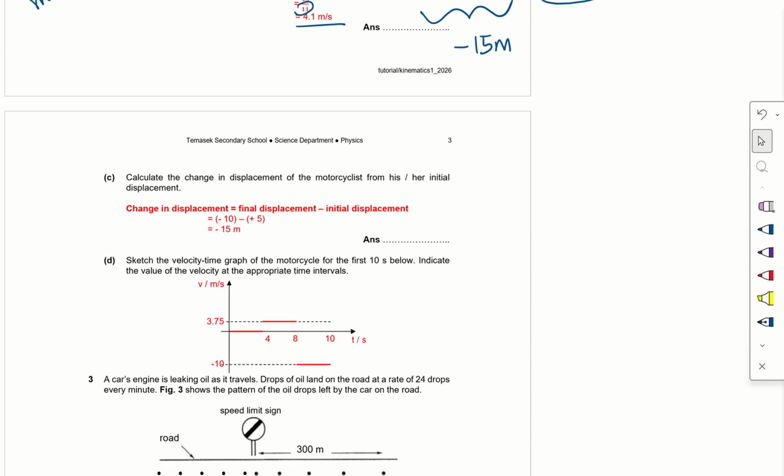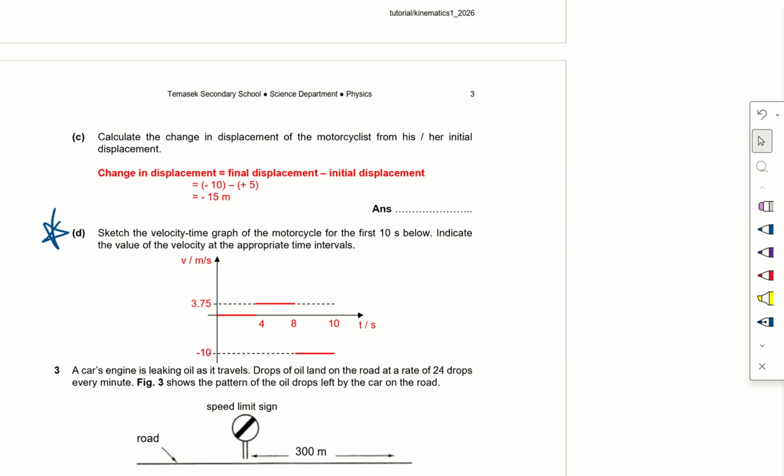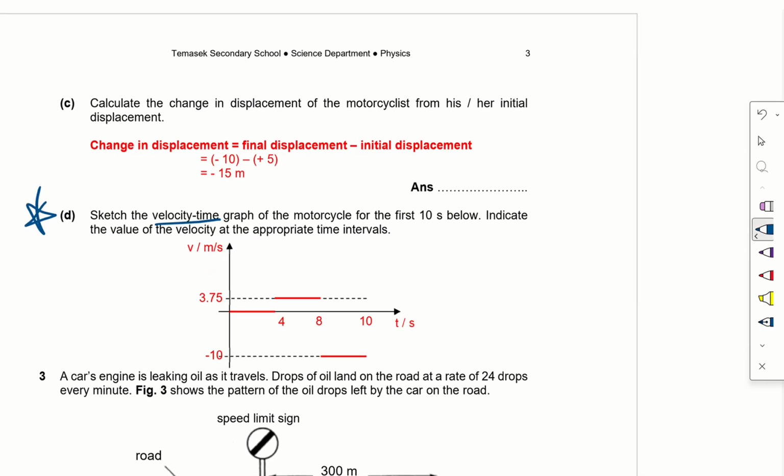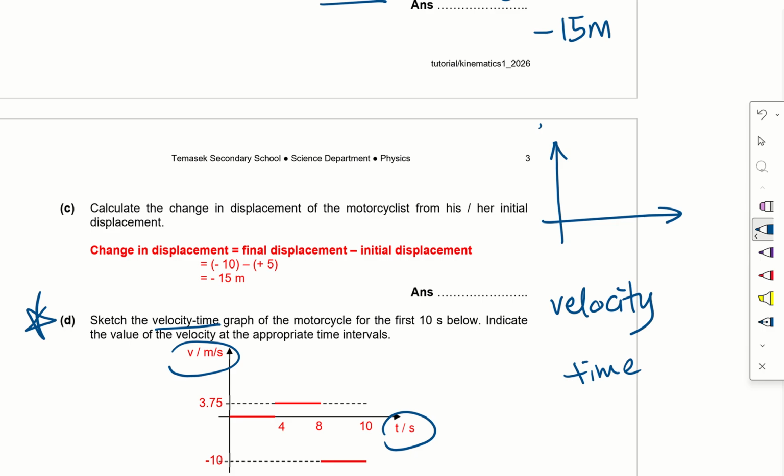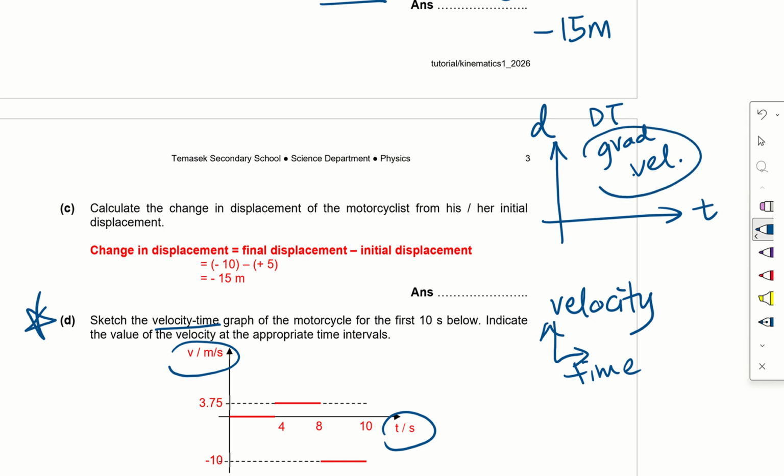Okay, part D is one of the more difficult questions. Sketch the velocity time graph. That means we need velocity information and time information. So we start off with labeling the graph, velocity and time. So how do we link displacement time to a velocity time graph? Remember, for the displacement time graph, the gradient represents velocity. So if we are able to get all the information from our displacement time graph, we can map it to our velocity time graph.